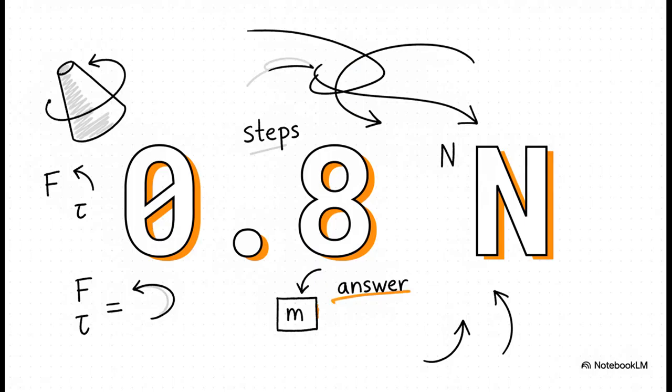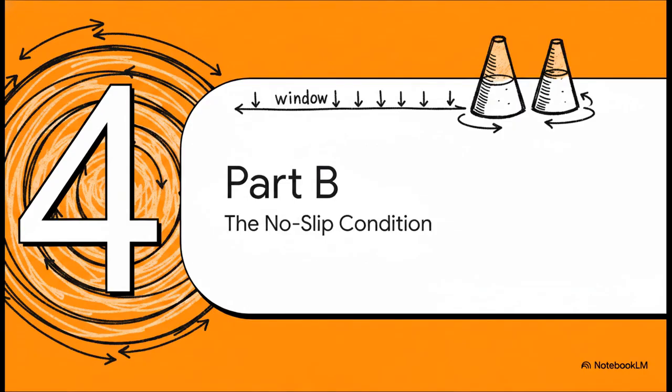So, once we work through the algebra, we set up our force equations, we calculate the rate of change of angular momentum, we set that equal to the torque from friction, we can finally plug in the numbers from the problem. And when we do that, we find that the friction force needed is 0.8 newtons. And that's our answer for part A. All right, part A is done.